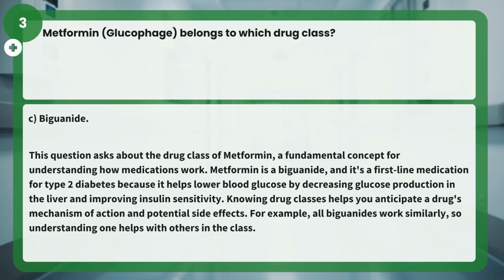Knowing drug classes helps you anticipate a drug's mechanism of action and potential side effects. For example, all biguanides work similarly, so understanding one helps with others in the class.